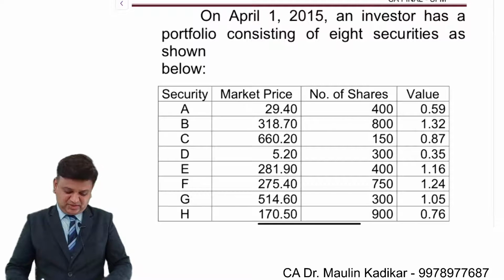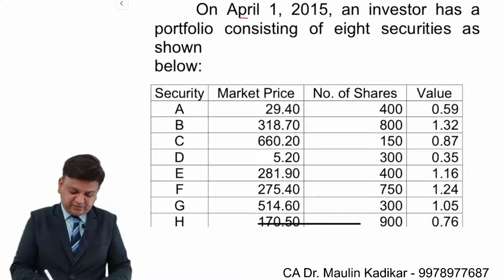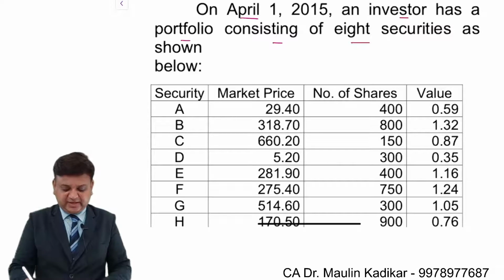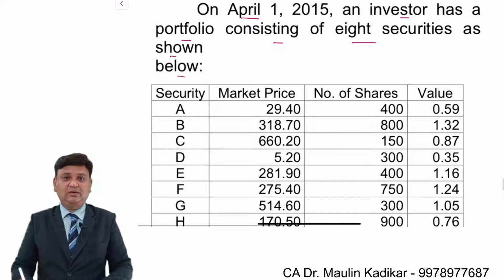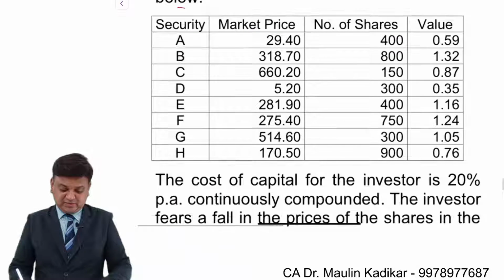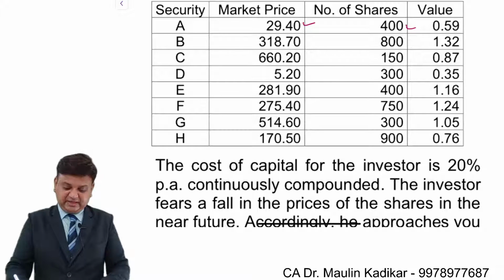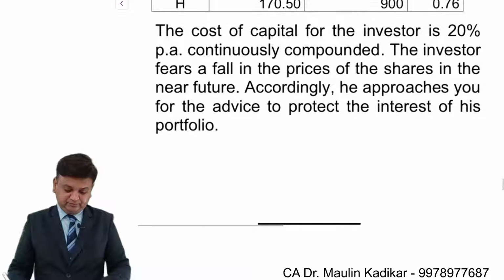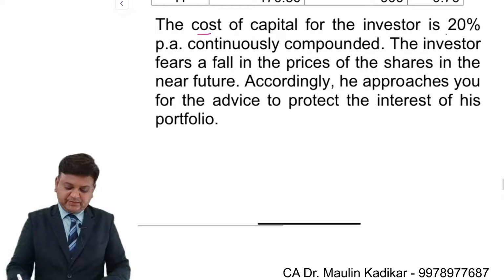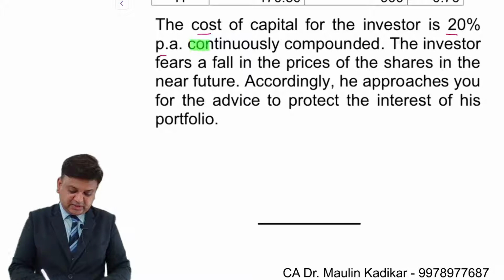Let us see the next question. On 1st of April, an investor has a portfolio consisting of 8 securities as shown below. So there are 8 securities in the portfolio. Market price is given, number of shares is given, and the beta value is given. Cost of capital of the investor is 20% per annum, continuously compounded.